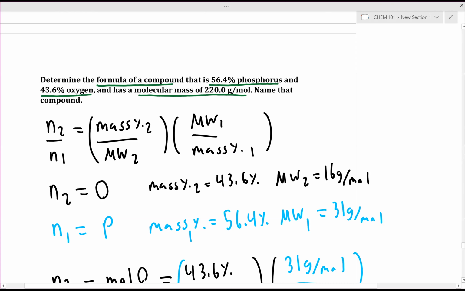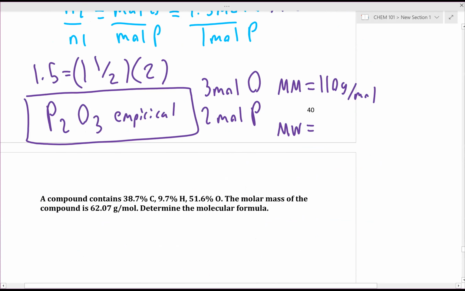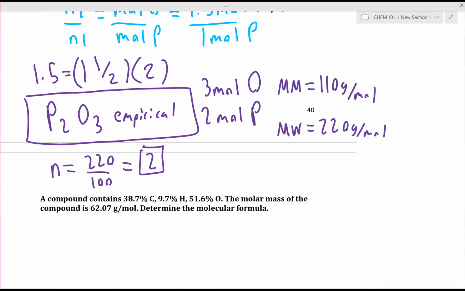220. So then, let's plug that in now. So our actual molar mass is 220 gram per mole. N is equal to 220 over 110, which gives us an N value of 2. So then, instead of P2O3, what do I need to multiply each of these subscripts by? By 2. And that in turn gives us P4O6.